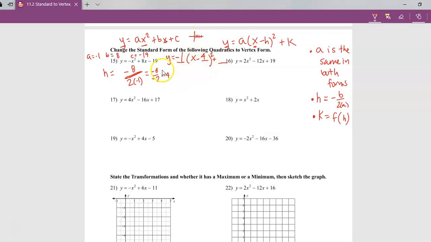And then, so now we have h, now we can find k. We're going to find k by taking our function, which is right here. I'm replacing the y with an f of x, or an f of h in this case. And our h is 4, so let's put 4 there. I'm plugging 4 in for x in each of these places. So negative 4 squared plus 8 times 4 minus 19.